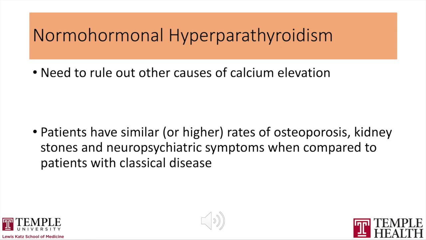But most notably, biochemically mild disease in this format does not equate to symptomatically mild disease. So 70 to 95% of these patients with normohormonal disease have the classic symptoms, and patients will have similar or higher rates of osteoporosis, kidney stones, and neuropsychiatric symptoms when compared to the patients with classical disease.